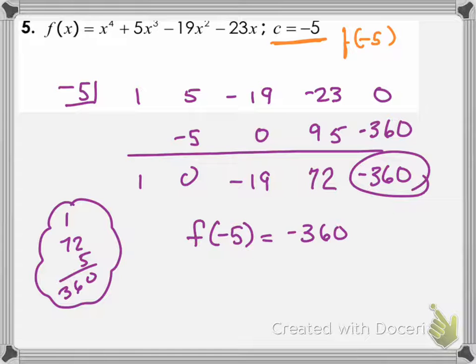This time, though, I think there's a missing term. This is a 4, 3, 2, 1, but there's no 0. There's no constant term. So you have to put a 0 at the end. So you put 1, 5, -19, -23, and don't forget the 0. So if you do synthetic division, you will get -360. So make sure you get what I got. Do that by yourself in your notes. Just stop the video and work it out.